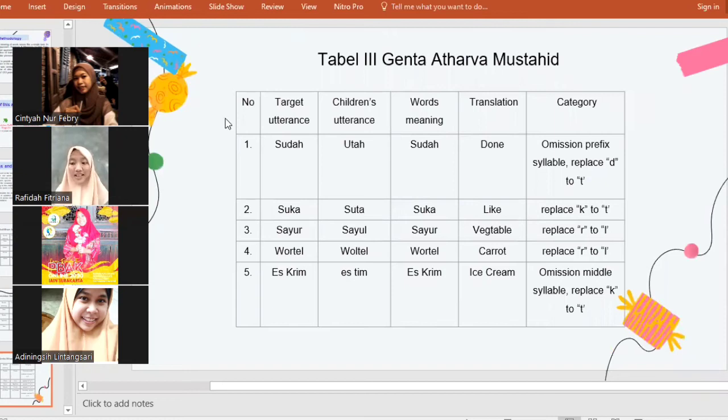Next. Table 3, Genta Atarpa Mustahid. Based on the data above, the pronunciation of words has started to be clear and complete, but some letters have been replaced so that the meaning of the word is different from what the child means. Next.